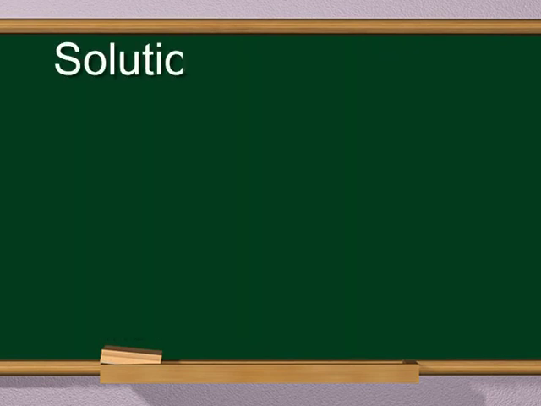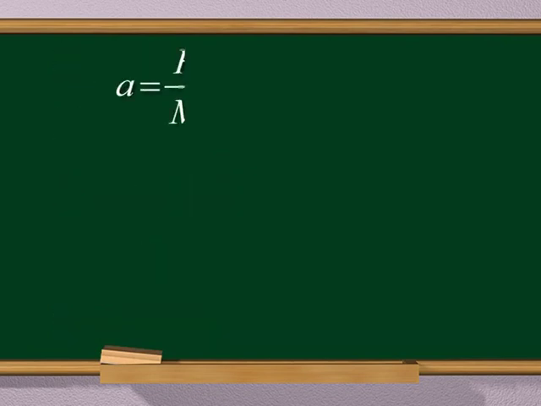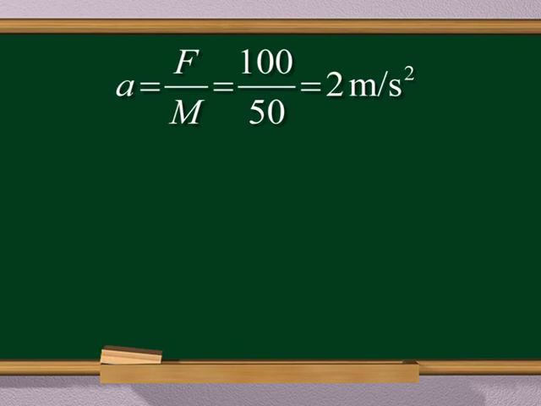Here, mass of the body M is equal to 50 kilograms. Force applied on it F is equal to 100 newtons. U equal to 0 is the initial velocity of the body, and T equal to 20 seconds is the time duration for which the force is applied. Now, the acceleration produced A equal to F by M, which is equal to 100 by 50, which is obviously equal to 2 meter per second square.